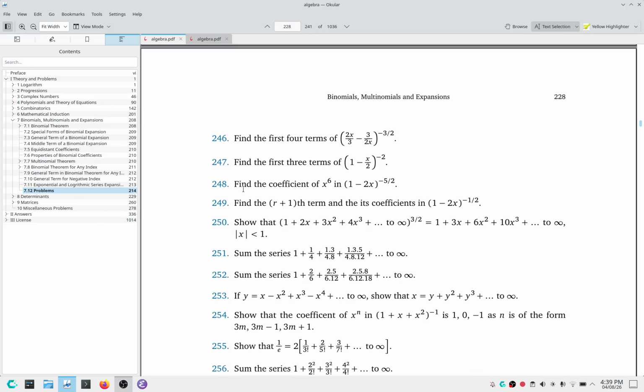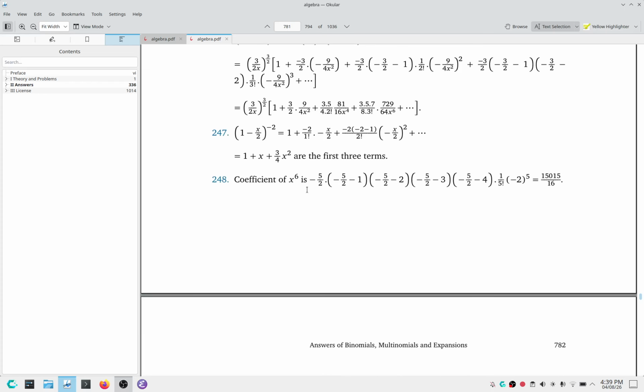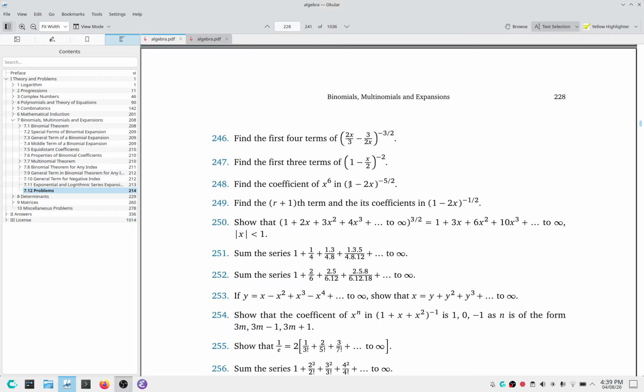Question 248 says: find the coefficient of x to the power 6 in (1 minus 2x) to the power minus 5 by 2. So the coefficient of x to the power 6 would be minus 5 upon 2 times (minus 5 upon 2 minus 1) times (minus 5 upon 2 minus 2) times (minus 5 upon 2 minus 3) times (minus 5 upon 2 minus 4) times 1 upon 5 factorial times (minus 2) to the power 5, which will be equal to 15,015 upon 16.